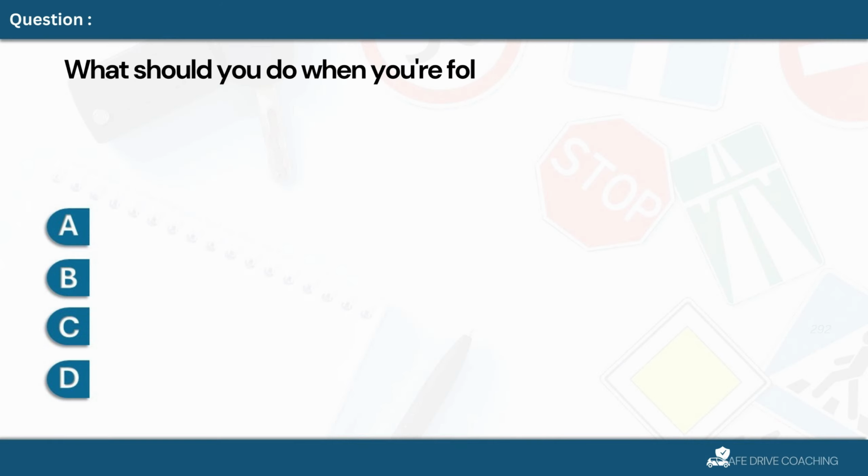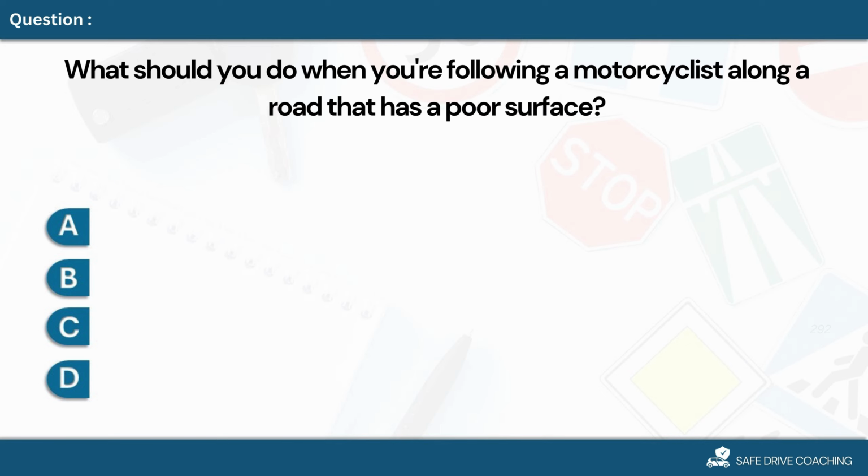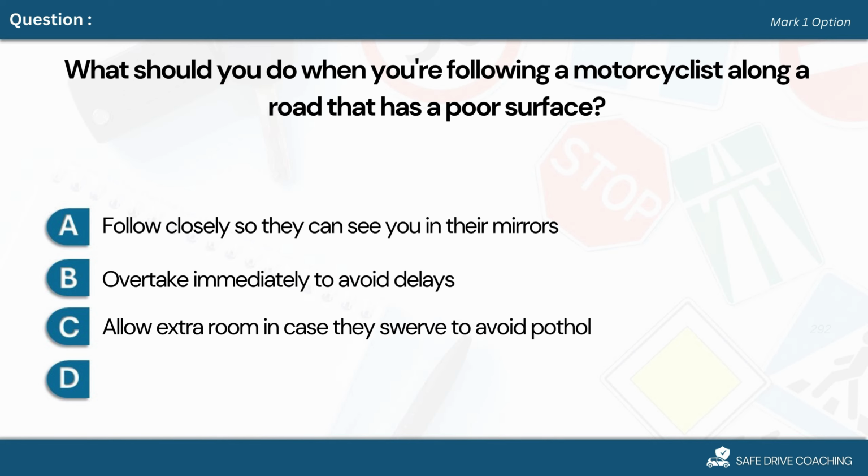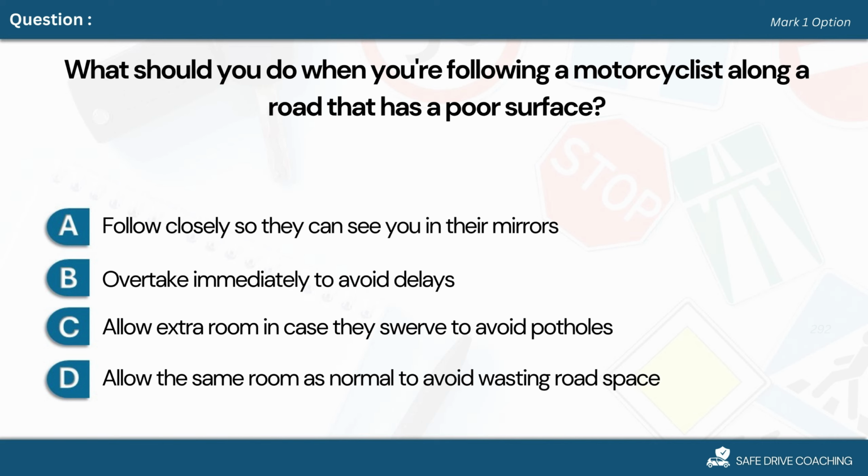What should you do when you're following a motorcyclist along a road that has a poor surface? A. Follow closely so they can see you in their mirrors. B. Overtake immediately to avoid delays. C. Allow extra room in case they swerve to avoid potholes. D. Allow the same room as normal to avoid wasting road space.